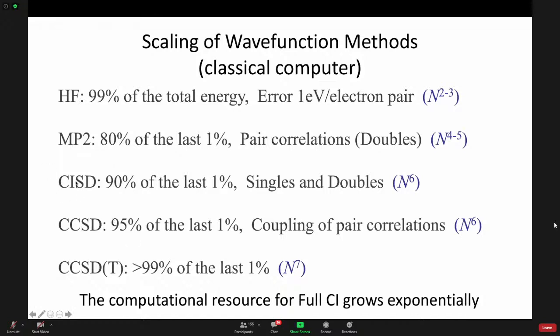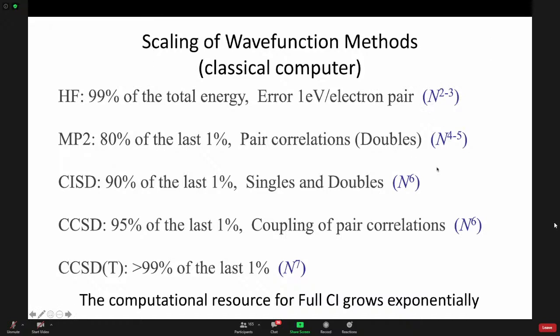I've described what configuration interaction and coupled cluster are, very briefly. We were at 99% of the total energy at Hartree-Fock. How much did we improve? The CI, configuration interaction, can take into account 90% of the last 1%. And coupled cluster can go up to 95% or more of the last 1%. Yeah, we're doing a good job now. However, you have to see the right-hand side.